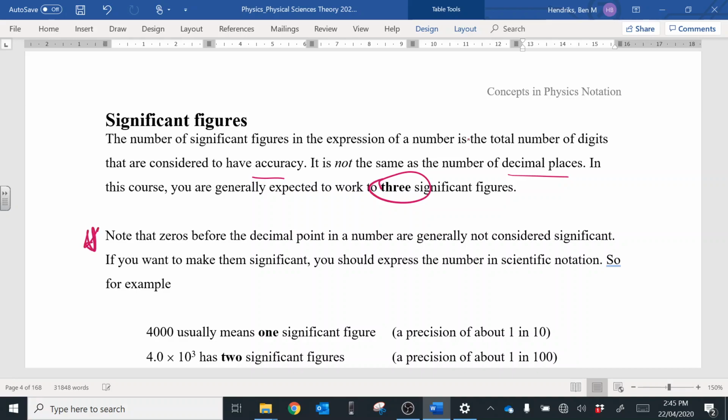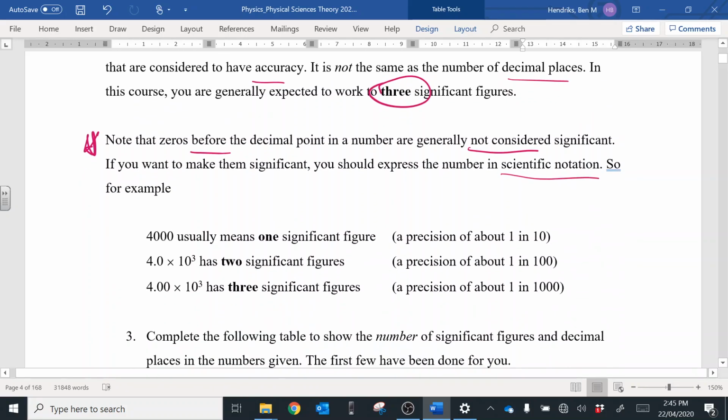So here we go. So here we have a note. Note that zeros before the decimal point in a number are generally not considered significant. If you want to make them significant, you should express the number in scientific notation. So for example, 4,000. So we say that's got 1 significant figure there.